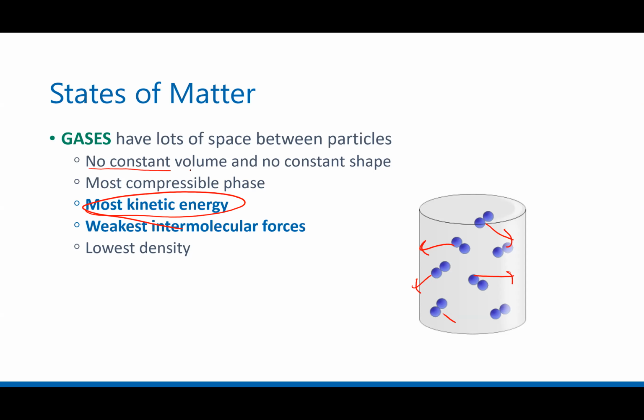Gases do not have a constant volume. This is because, unlike solids and liquids, you can compress a gas. The easiest example is a balloon. Take a balloon, blow it up, fill it with air, and you can squish that balloon. You can't do that with solids or liquids. You can't really squish them or lower the volume.